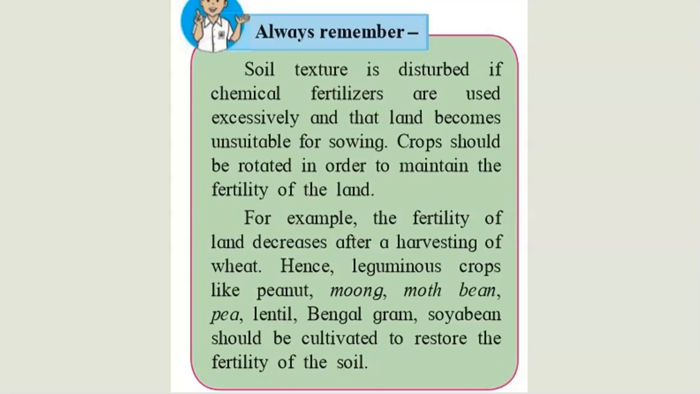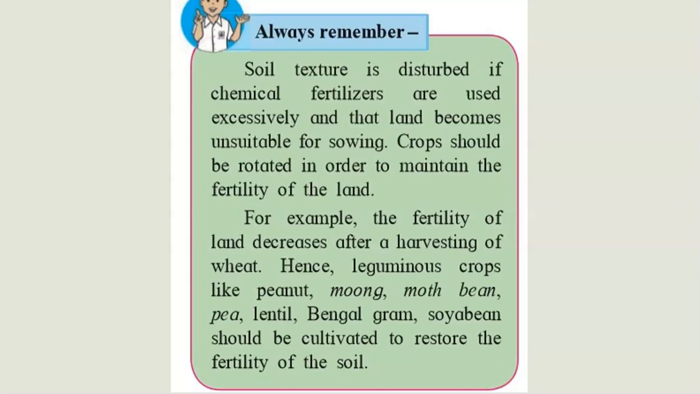Crops should be rotated in order to maintain the fertility of the land. Crop rotation means planting 2-3 types of crops in the same year. For example, the fertility of land decreases after harvesting of wheat. Hence, leguminous crops like peanut, moong, moth bean, pea, lentil, Bengal gram, soybean, etc. should be cultivated. Either of these, not all together, should be cultivated to restore the fertility of the soil.